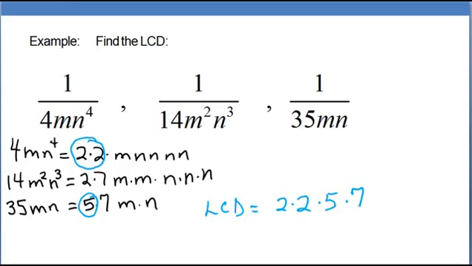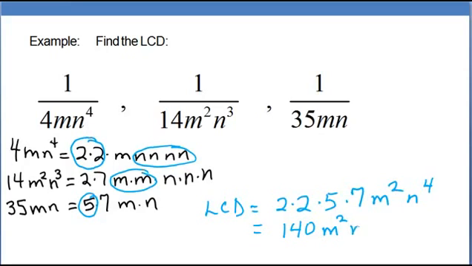For our variables, for the m's, we have 1 in the first one, 2 in the second one, and 1. So the greatest occurrence is 2. So that'll be an m squared. And for the n's, we have 4 n's in the first one, 3, and 1. So the greatest occurrence is 4. And then we'll just multiply our numbers back together. So 35 times 4, 140 m squared n to the 4th for our LCD.